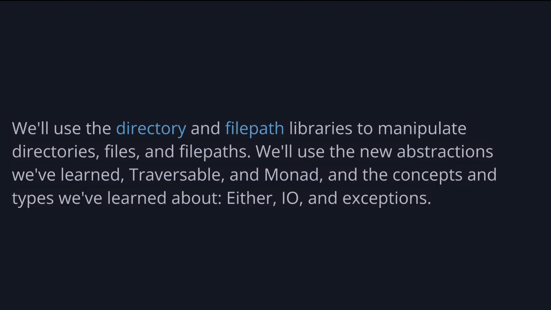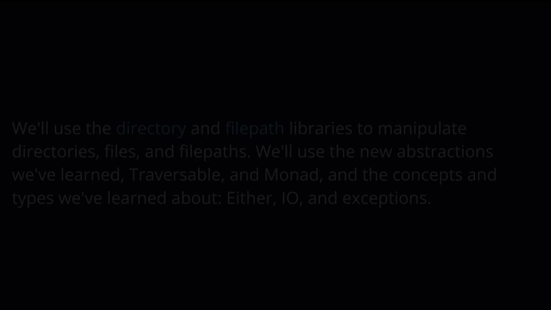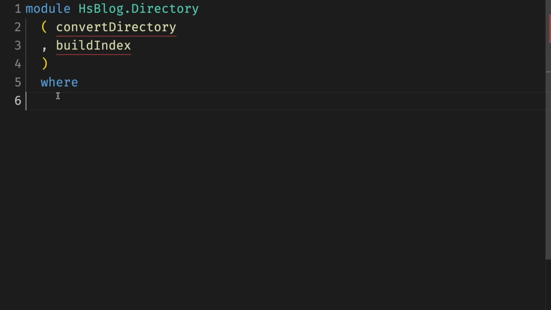We're going to create a new module, and we'll use the directory and filepath libraries to manipulate directories, files, and file paths. We'll use the new abstractions we've learned, such as Traversable and Monad, and the concepts and types we learned about: Either, IO, and exceptions. Let's create a new module, HsBlog.Directory, which will be responsible for handling directories and multiple files. From this module, we'll export the convertDirectory and buildIndex functions we've defined before.